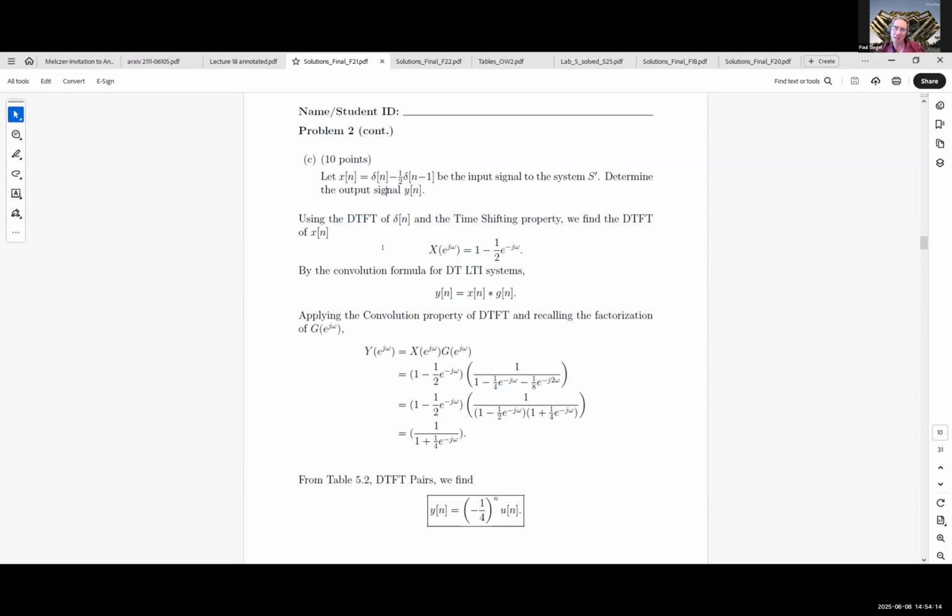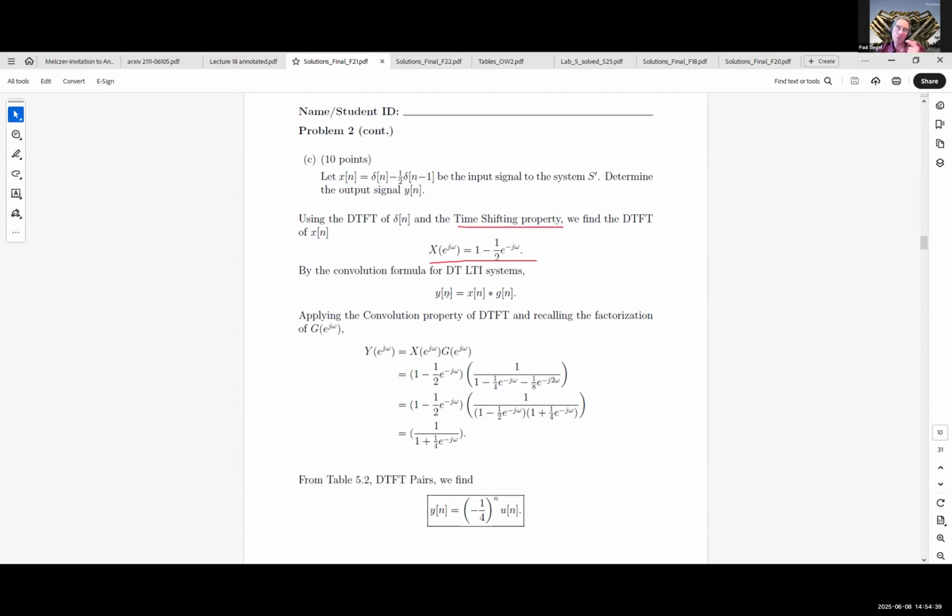Well, it looks exactly like something similar to the frequency response of the first system. It's actually just 1 over it. So its X of e to the j omega is 1 minus a half e to the minus j omega. That comes from using the time shifting property. So we use the time shifting property to get this.